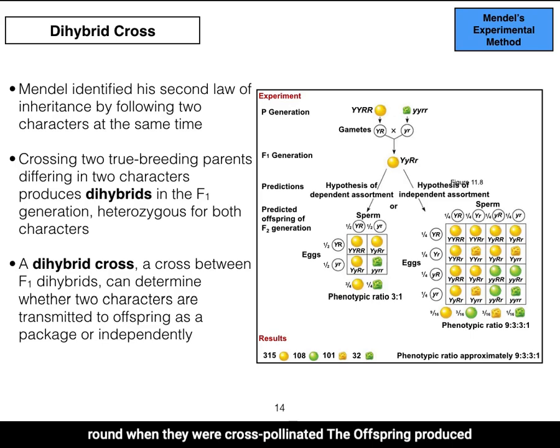When they were cross-pollinated, the offspring produced a predicted phenotypic ratio of 9 to 3 to 3 to 1 due to independent assortment. This type of cross can be used to determine whether two characteristics are transmitted to offspring as a package or independently of one another.